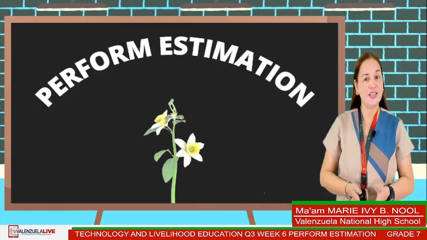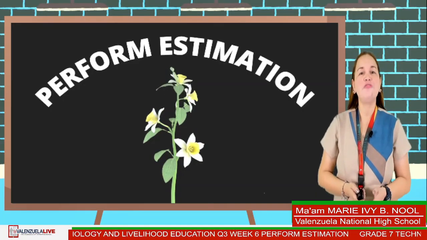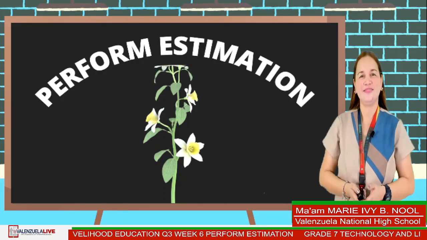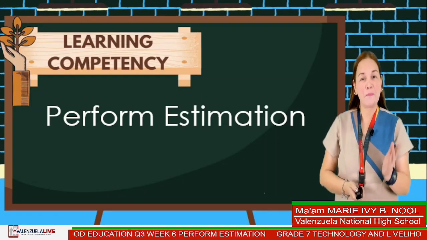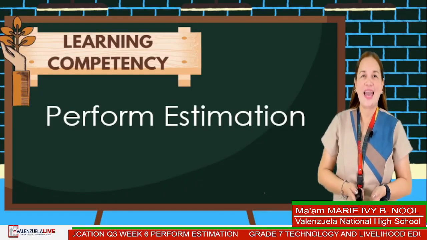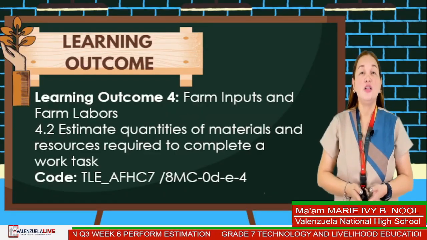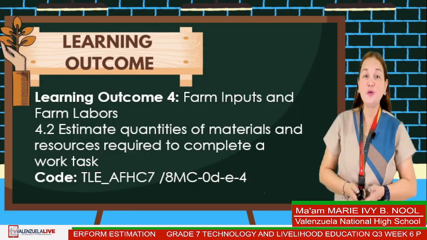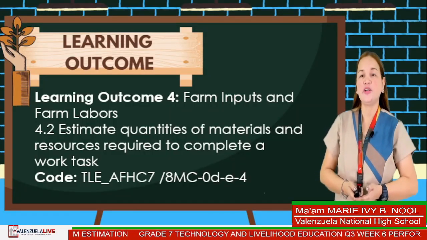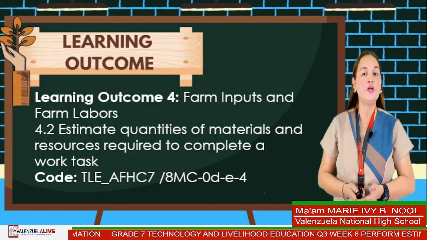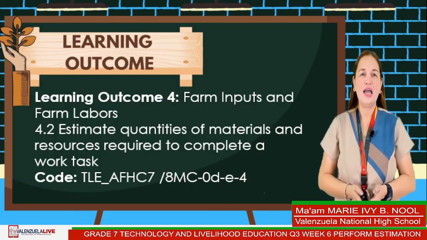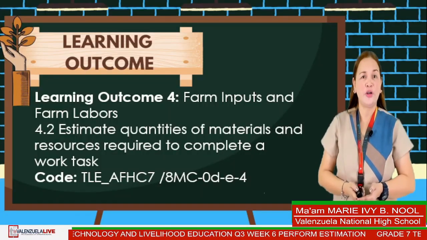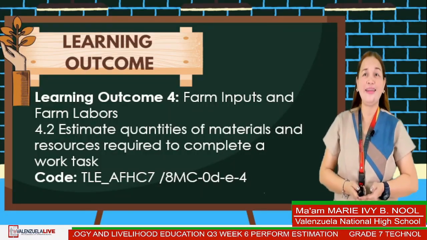For today's lesson, let us explore the different farm inputs, farm labors, and land preparation. Our learning competency is to perform estimation. Learning outcome number 4, farm inputs. 4.2, estimate quantities of materials and resources required to complete a work task. Now, I have a question. What do you think is our target learning for today? Do you have any idea?